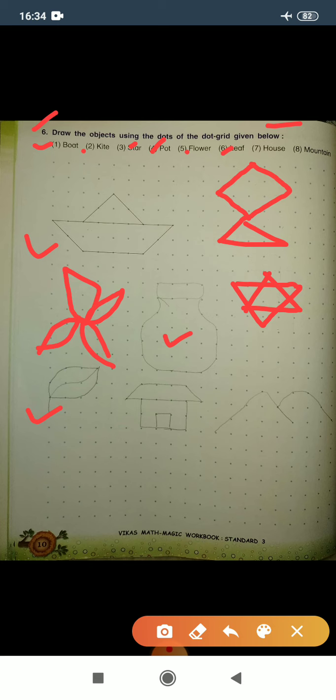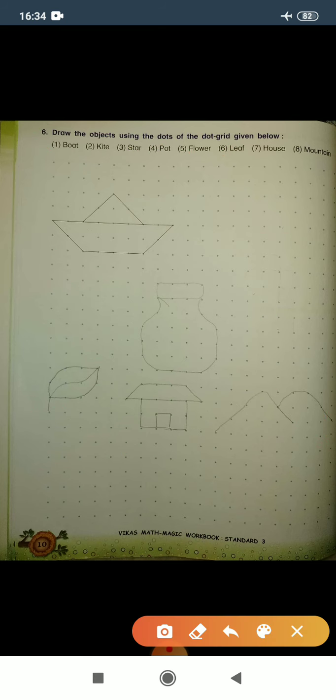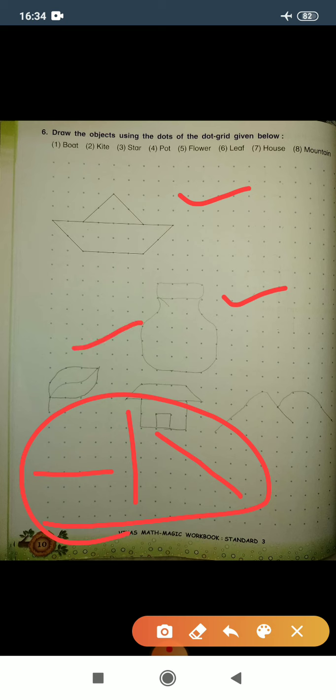Then house. So again I have done this. Then mountain. So with the help of this dot you can draw a mountain. You can also use horizontal line, vertical line, slanting line. With the help of these line we can draw these figures. Also we can use curved line also.